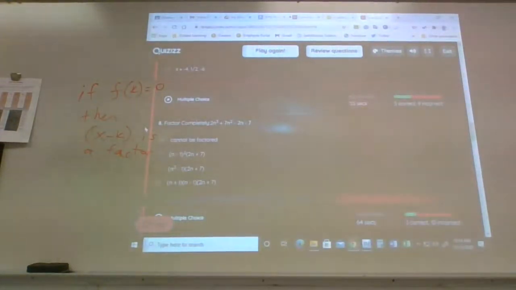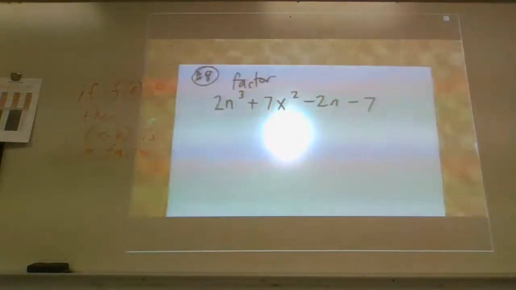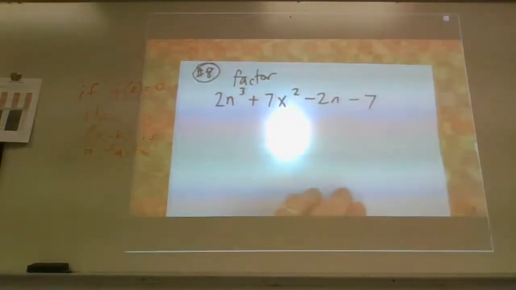Number 8. Let's talk about number 8. I'm going to write down some information for number 8. Number 8 is asking for you to factor completely 2n cubed plus 7n squared minus 2n minus 7. There's the problem. Write that down.